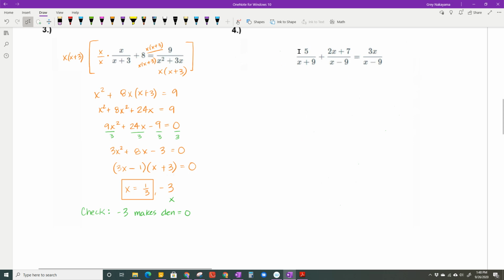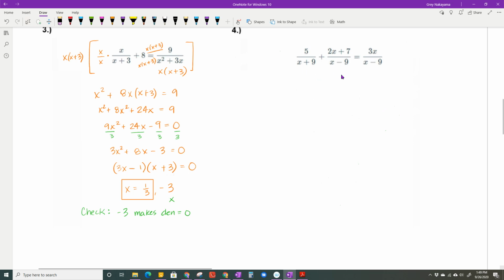Okay, number 4. 5 over x plus 9 plus 2x plus 7 over x minus 9 equals 3x over x minus 9. Okay, so when you look at these two factors, these, of course, are the same. These are different. They have nothing in common, no factors, because this whole thing is a factor. So my least common denominator is going to be multiplying these two things together because they have nothing in common.